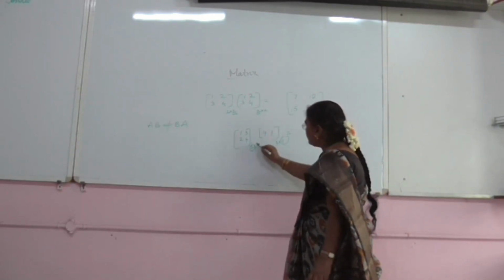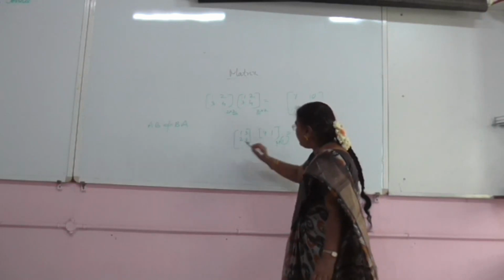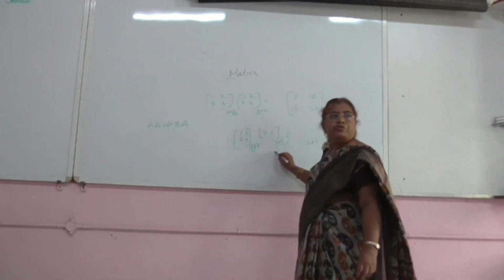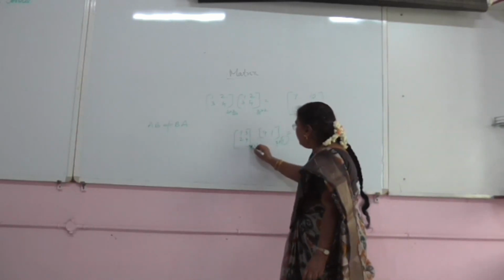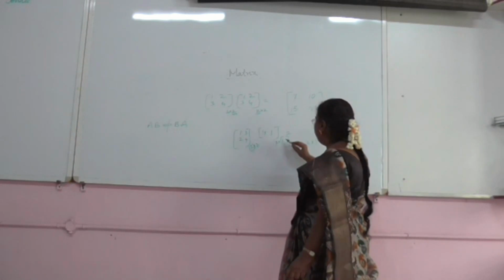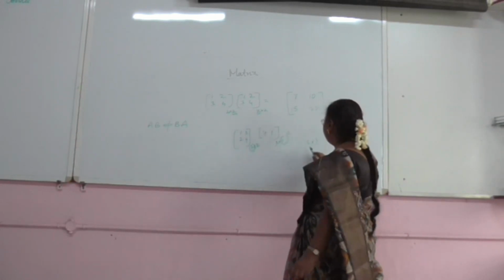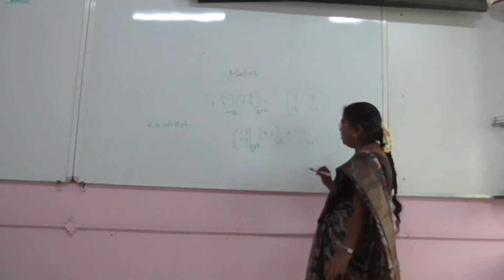Matrix multiplication is possible when the number of columns of the first matrix is equal to the number of rows of the second matrix, and the resultant matrix has the number of rows of the first matrix and the number of columns of the second matrix. The resultant matrix is 2 by 1.